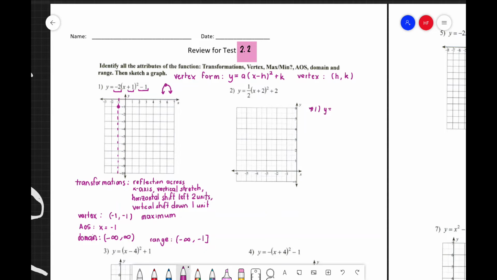So if x was 0, we're going to plug in a 0 for x. We have -2 times (0 plus 1) squared minus 1. So y equals -2 times 1 plus 0 is 1. 1 squared is 1. And then minus 1. So -2 times 1 is -2. -2 minus 1 is -3. So at x equals 0, our point is (0, -3), because that's my y value, -3. So we would go to the graph and go to (0, -3).